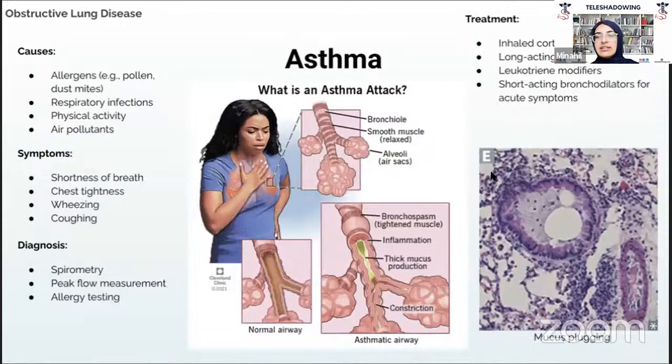And you can see here in E, this is figure E. This is an example of mucus plugging that is happening. So you can see here, these are the mucus bubbles at a cellular lens, and what you would see in histology of someone with asthma.